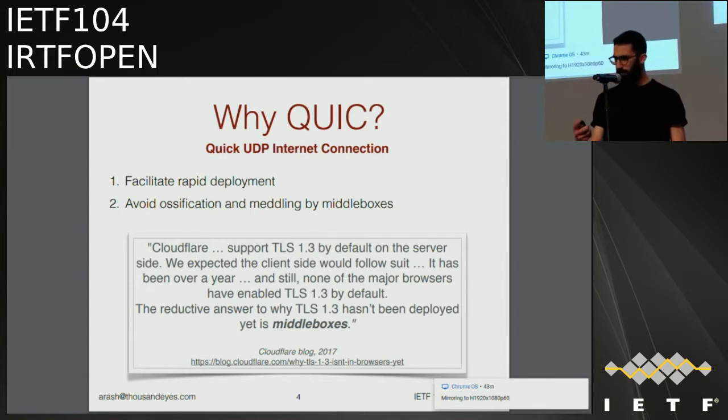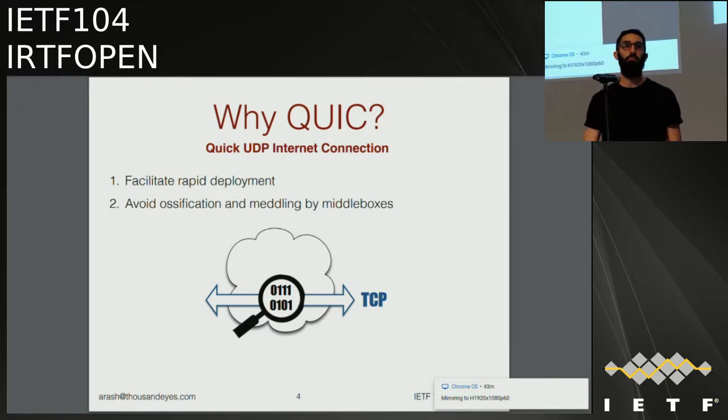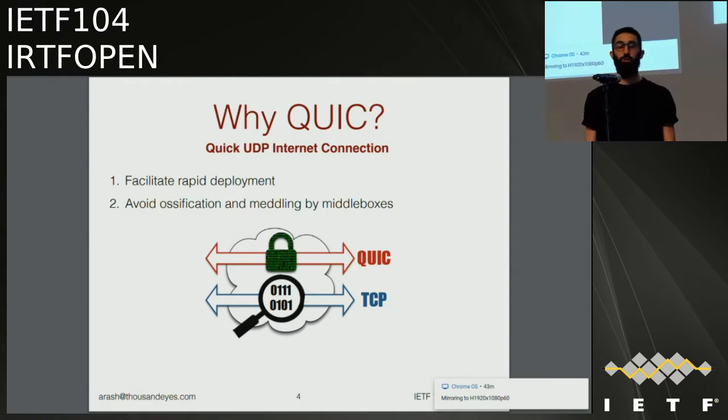All of these things can happen because in TCP, all of your headers are in the clear. So middleboxes can see them and act upon them. They can modify them, drop them, add headers, or break your connections into two, all the things that you're familiar with. Whereas in QUIC, pretty much everything is encrypted. So you take all that away from middleboxes. They can't do any ossification or meddling.